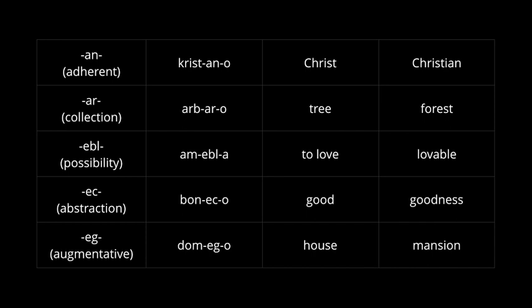R takes something and turns it into a collective. A herd of bovines is a bovaro. And in the example here, we see, as we've seen before, a collection of trees or a forest is an arbaro. Eble turns a verb into the possibility of that verb. Can something be loved? Is it lovable? Then it's amebla. Something likable, it would be chatebla.